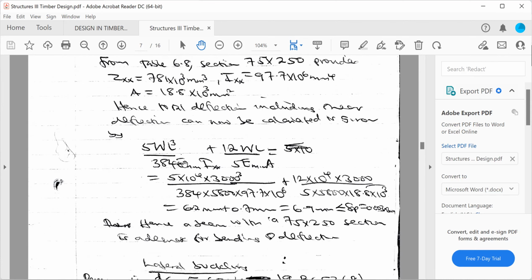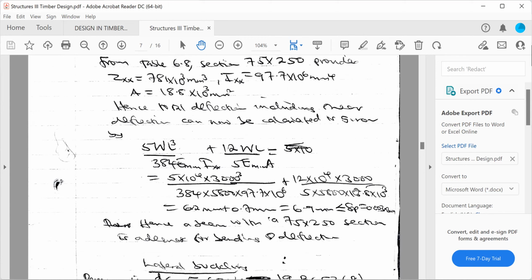So I'll substitute 5 times W is 10 kilonewton, you change to Newton, times span cubed divided by 384 times 5,800 times 97.4 times 10 to the power 6 plus, now this is due to shear. So when you look at it, imagine bending deflection is 6.2 millimeter, while shear deflection is 0.7 millimeter. So basically meaning shear deflection contributes to about only 10% of total deflection. So my total deflection will be equivalent to 6.9 millimeter.